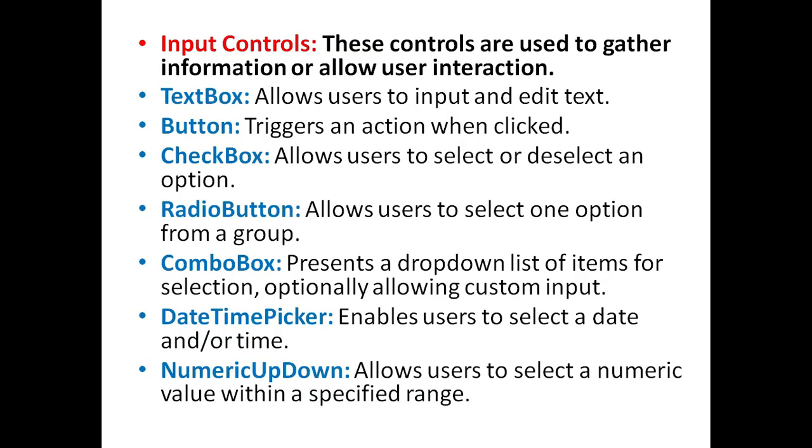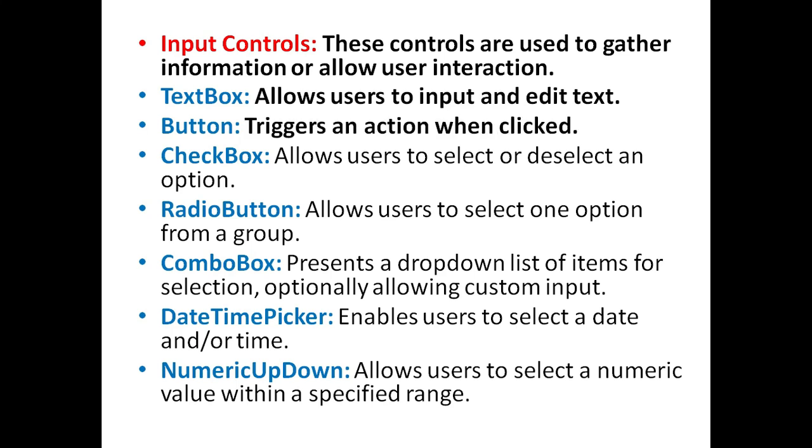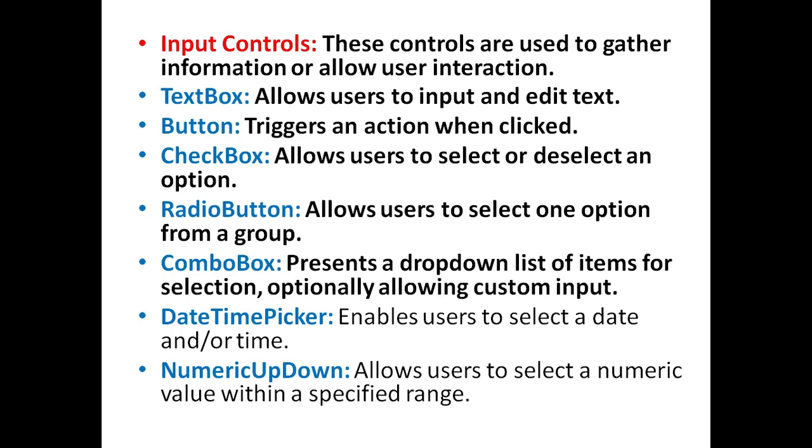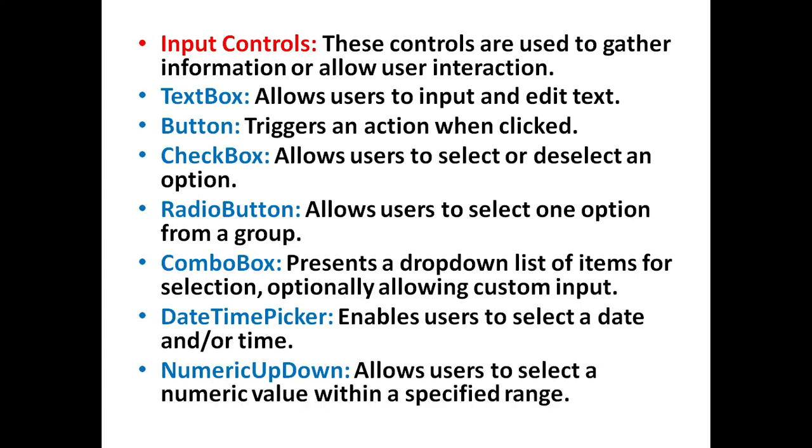Input controls are the controls that are used to gather information or allow user interaction. Some of them are text box, which allows the user to input or edit text. Button is used to trigger an action when it is clicked. Checkbox allows the user to select or deselect an option. Radio button allows users to select one option from a group. Combo box presents a drop-down list of items for selection. Optionally, it allows custom input. Date time picker enables the user to select a date or time, and numeric up-down allows the user to select a numeric value within a specified range.